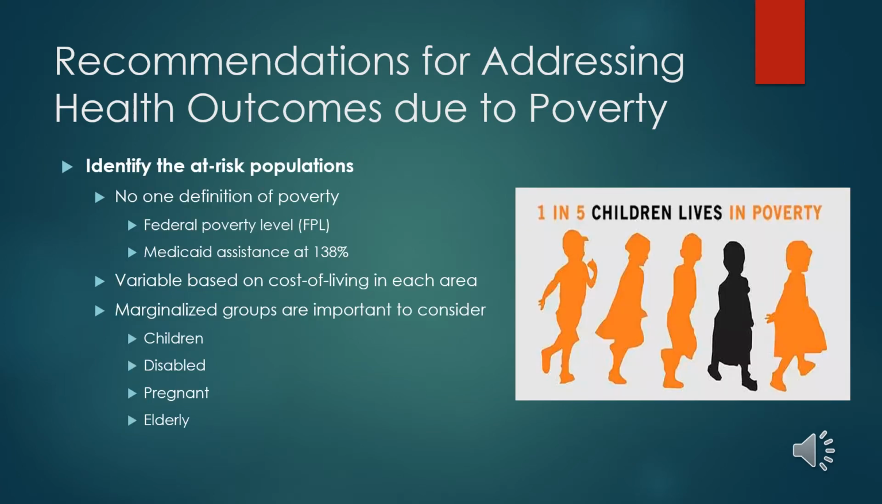There is no one definition of poverty. Depending on where you look, you may find information on the federal poverty level or the level at which citizens qualify for Medicaid assistance. Regardless, assessing income, family size, and financial obligations are important in identifying those at greatest risk for poor health outcomes secondary to poverty. It is important that we consider children, disabled persons, pregnant women, and elderly, as these can be marginalized groups.